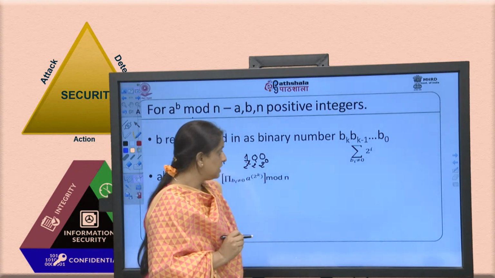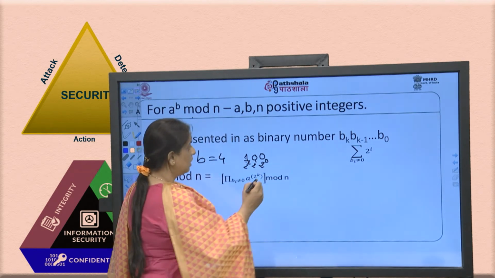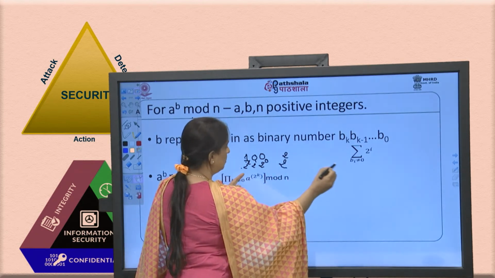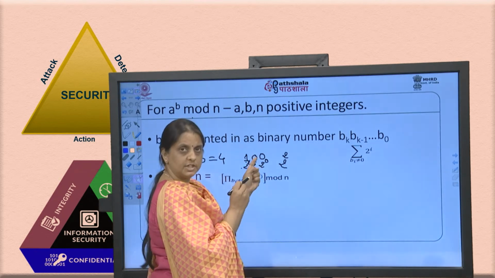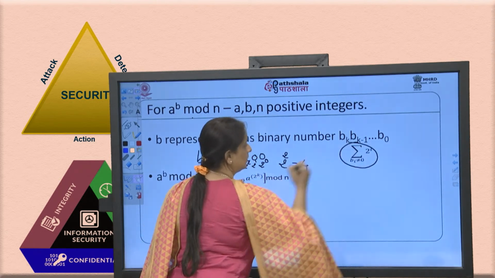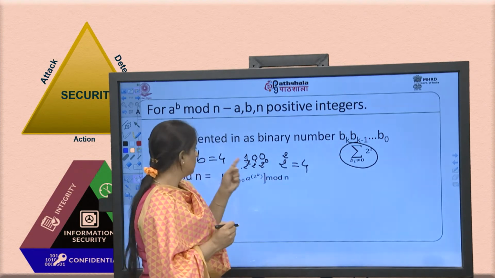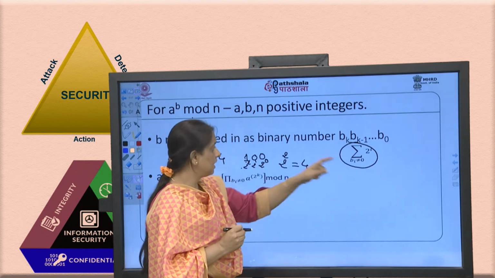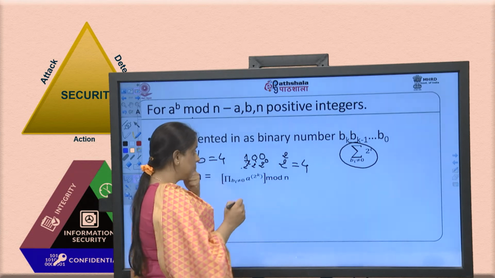Now, what does the equation say? Whenever b_i is not equal to 0, you add them. So, for this position it is 2 raised to 2, for this position it is 0, so we do not have to add, and for this position it is 0, so we do not have to add. This gives you 4. So, this equation says you convert b into the binary number, and whatever position is not 0, for that position you take the exponent.